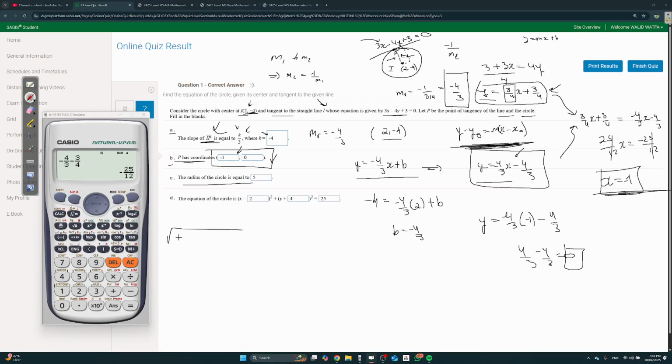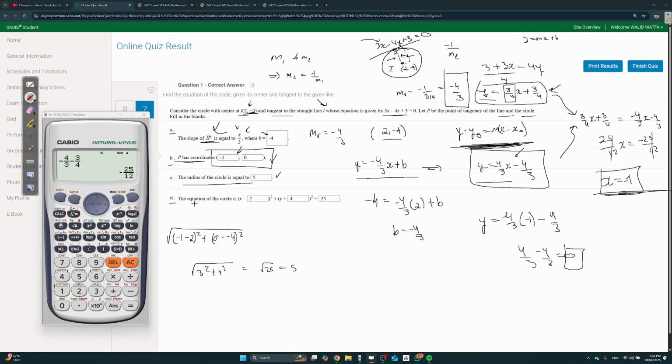Using the distance formula, x2 minus x1 squared plus y2 minus y1 squared. Okay, we're going to do x2 minus 1 minus x1 2 squared plus y2 minus y1, so 0 minus minus 4 squared. You're going to get 3 squared plus 4 squared, which is root 25, which is 5. Or you can do all this in a calculator, so it takes time to type it when you're on laptop. So you get that the radius is 5.